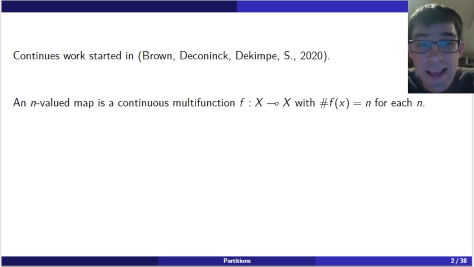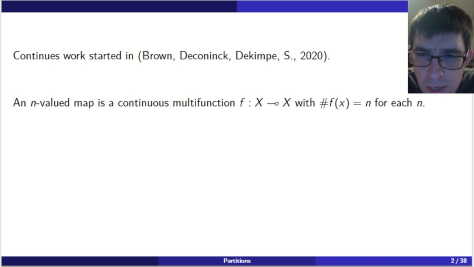Anyway, this is about n-valued maps. So an n-valued map means a continuous function x to x. It doesn't actually have to be x to x. Most of the talk I'm going to talk about x to y. That's a typo. Where the number of points in the image equals n for each x. Sorry, this is two typos on the first page. This n here should be at x. Sorry about that. The number of points in the image is just the same for every point in the domain. All right, that's called an n-valued map.